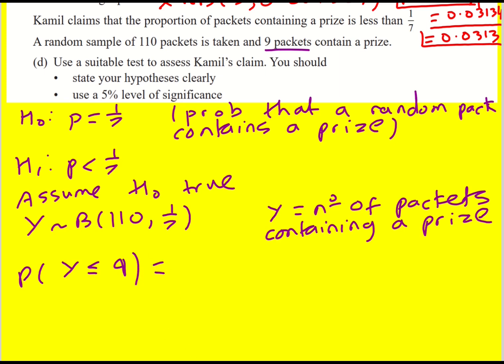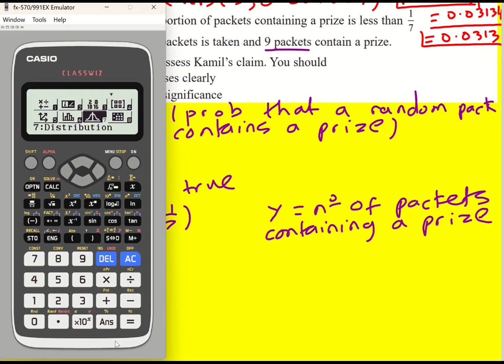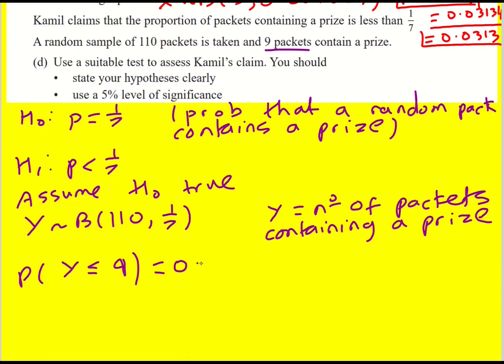Right, this equals, let's go back to distribution, back to binomial CD. We've got now less than or equal to 9, 110 trials. Probability is 1/7. And we get 0.03829. So this is a very small probability. It's actually below our threshold. That's what the 5% represents. And it means we're going to reject H naught. We're in the critical region.